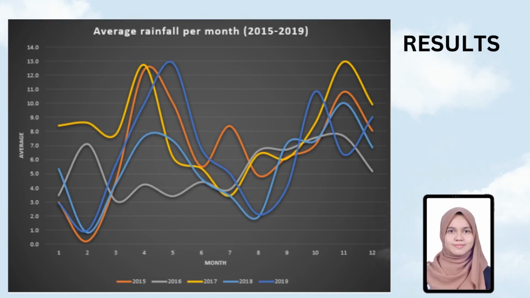After analyzing the data from 2015 up to 2019, as you can see in the picture, the yellow one is the data from 2017, the orange one is 2015, gray is 2016, light blue is 2018, and blue is 2019. From the graph, we can see that the highest average amount of rainfall recorded is in March to May and September to December. During this period, the volunteers and also Malaysians are recommended and advised to be prepared to face the flood season.